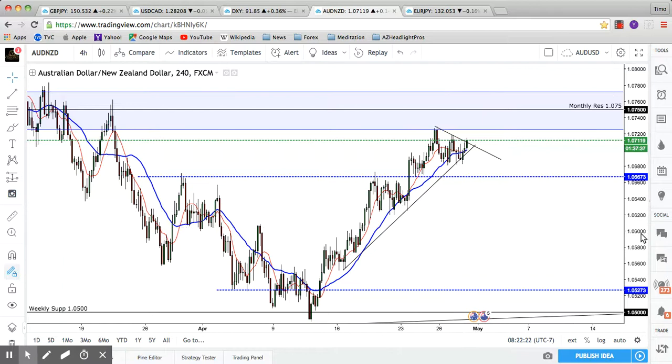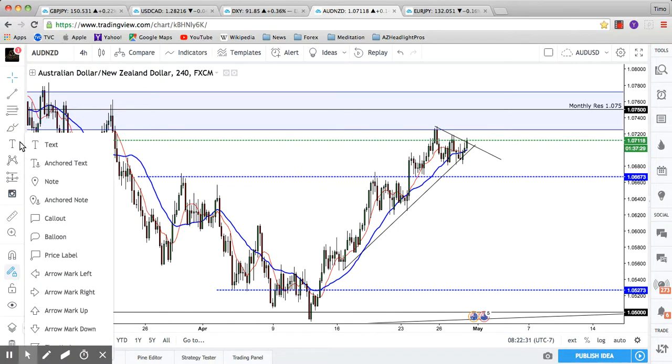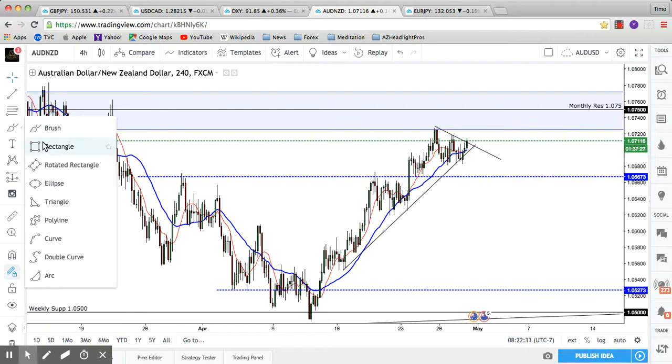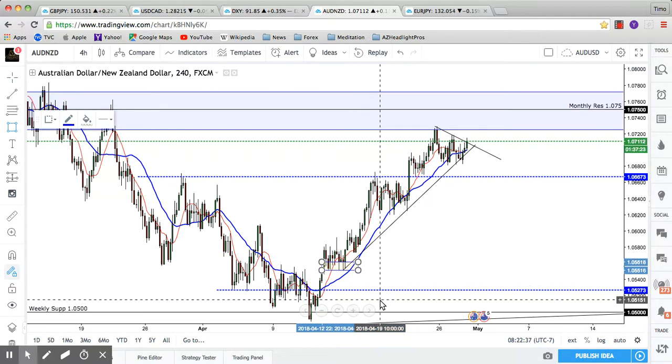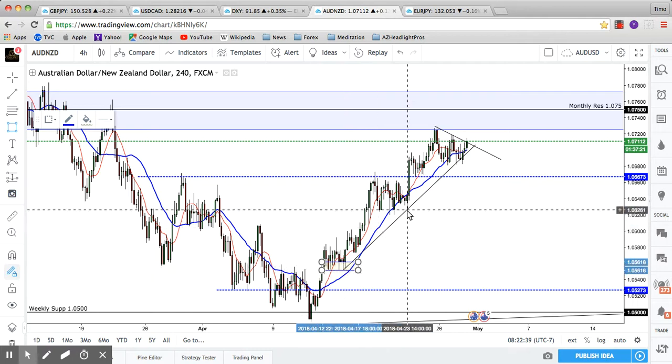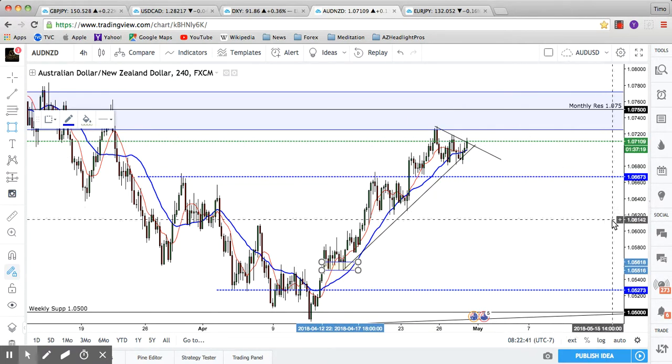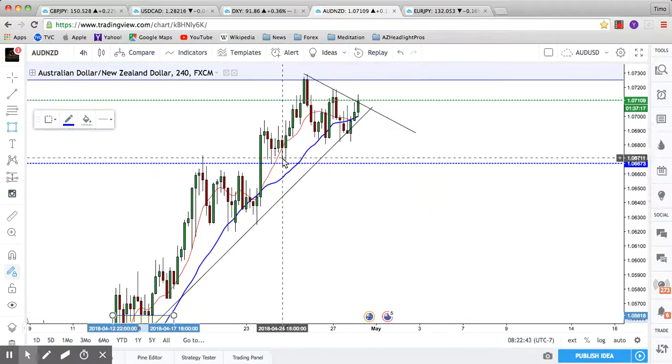But as you see now, we have our uptrend line, which has been respected. I took my first higher low from this region right here. This was my first higher low for the uptrend. Okay, I took my trend line, I connected the next wick, and as you see, it has been respected.